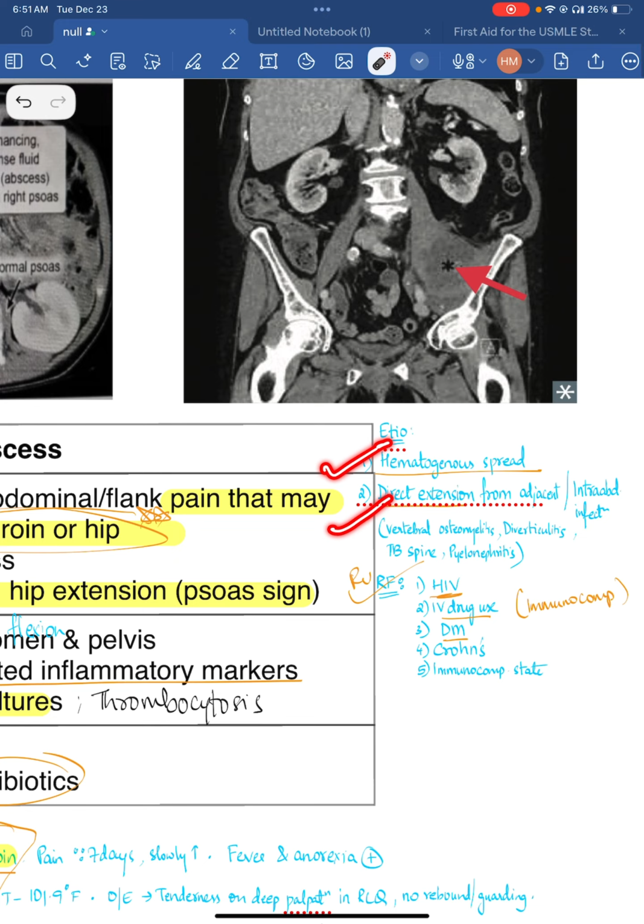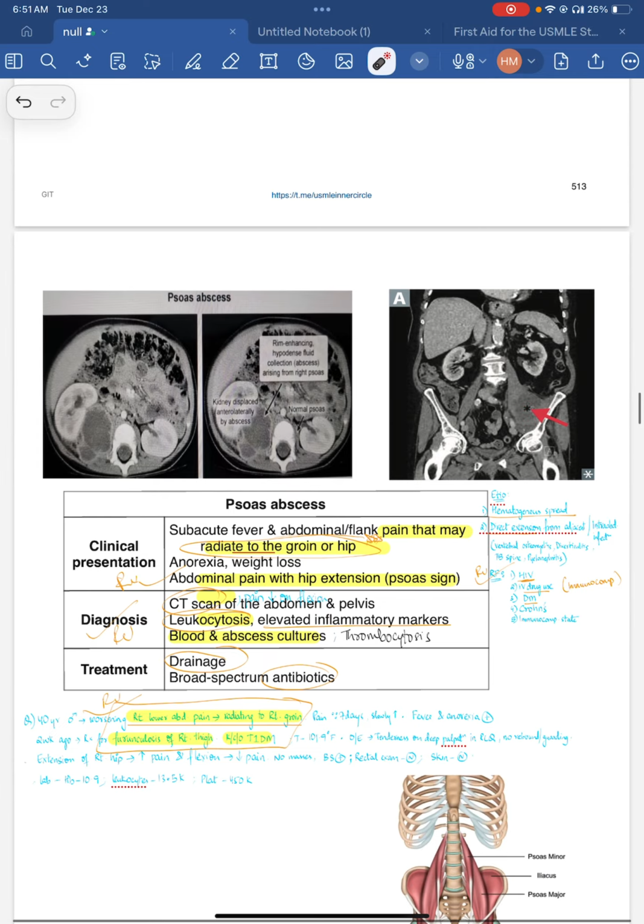Hematogenous spread, or direct extension from an adjacent or intra-abdominal infection. Like the patient had vertebral osteomyelitis, diverticulitis, TB spine, pyelonephritis. Adjacent infections are spreading and causing psoas abscess. Risk factors: what are the risk factors? The patient should be immunocompromised, like HIV, drug use, diabetes, Crohn's. This immunocompromised state might lead to psoas abscess.